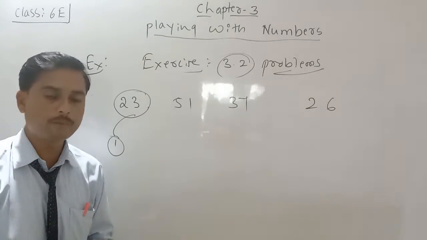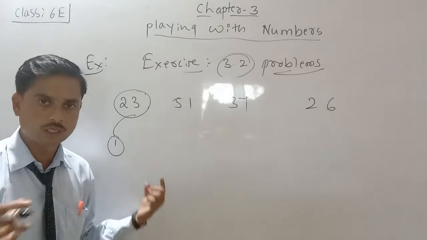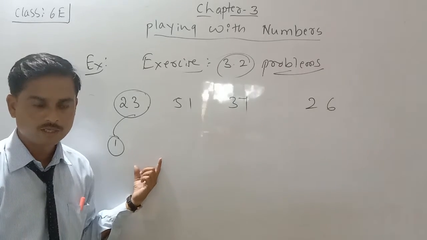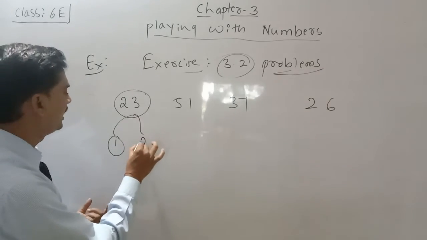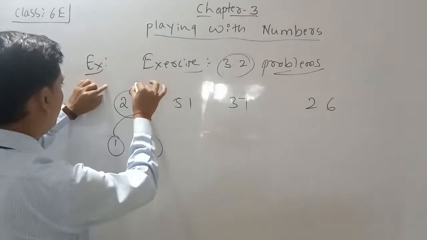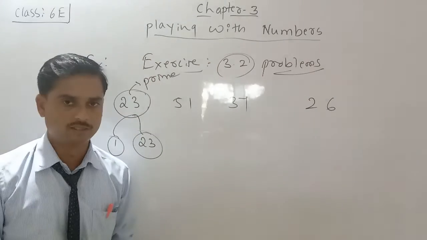Then next, which table has 23? Sir, the 2s table no, 3s not, 4s not, 5s not, 6s not, 7s not, 8s not. And so 23 is a prime number. It is a prime number.